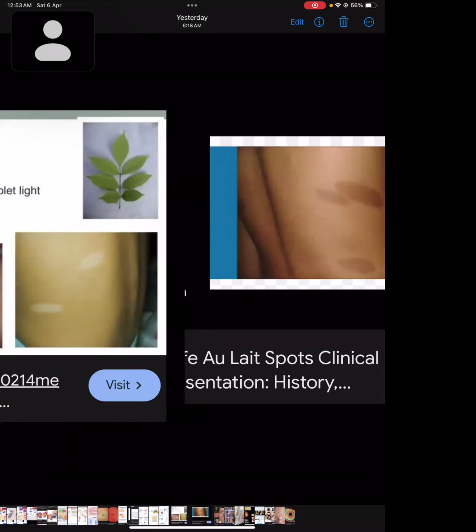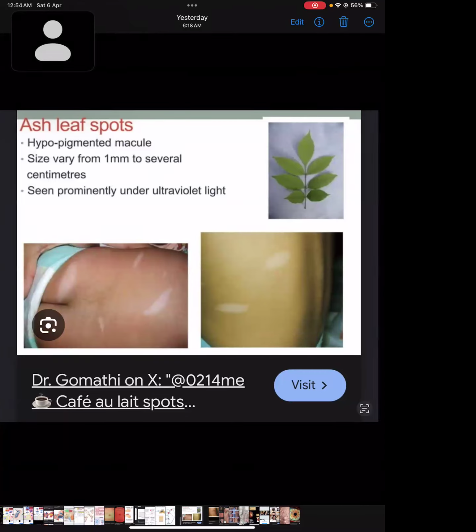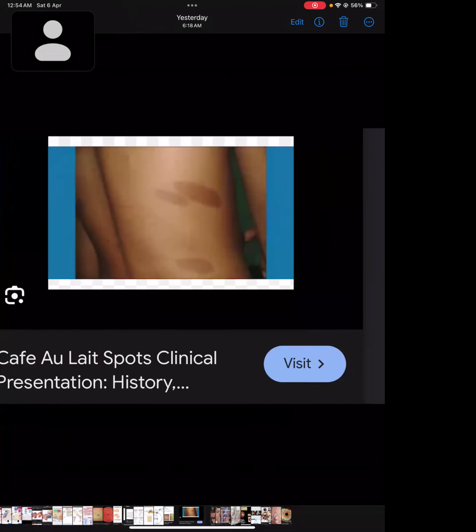Now this ash leaf spot, you can see very well under ultraviolet ray. That will give you the fluorescence effect. You don't need to remember up to that. Just remember the name, that there will be some ash leaf spots which are depigmented. There will be some café au lait spots which will be brownish. It could be from light brown to dark brown. So we finish our dark and light.